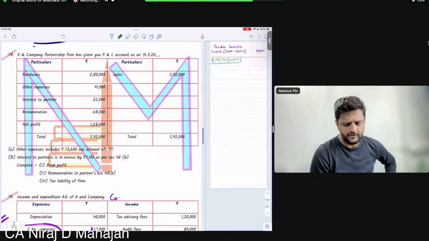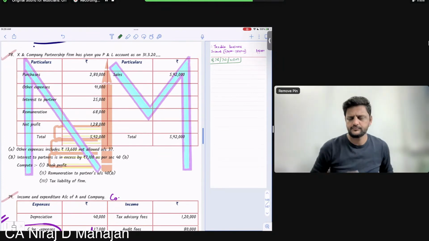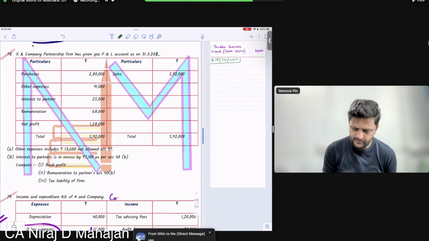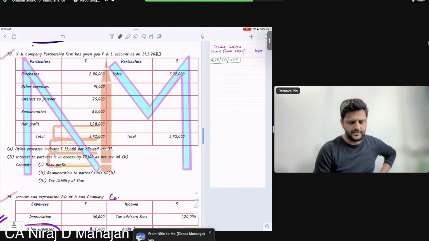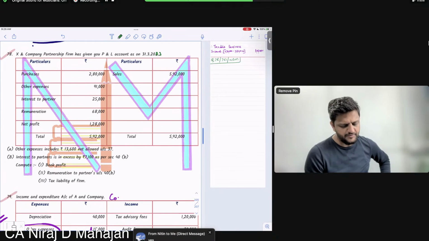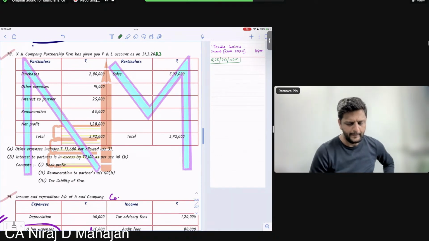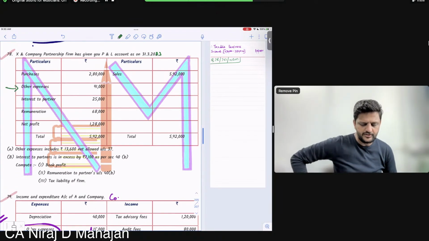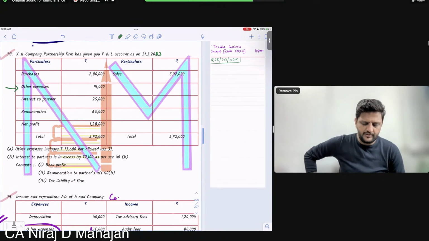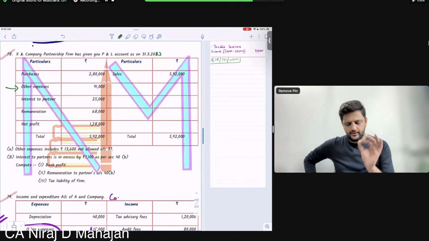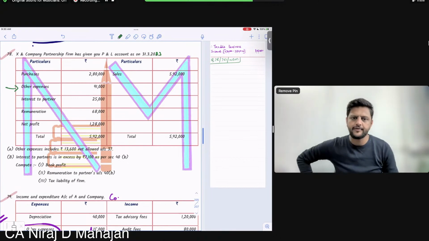A company partnership firm, are you there, all of you? It has given a P&L account as on 31st March 23. Sales given, purchases, other expenses, interest to partner, remuneration to the partners, NP, net profit given to you. Other expenses includes this part 13,600, which is not allowed under section 37. Interest to partners is in excess by 7,100 as per 40B. Compute book profit, remuneration, tax liability.